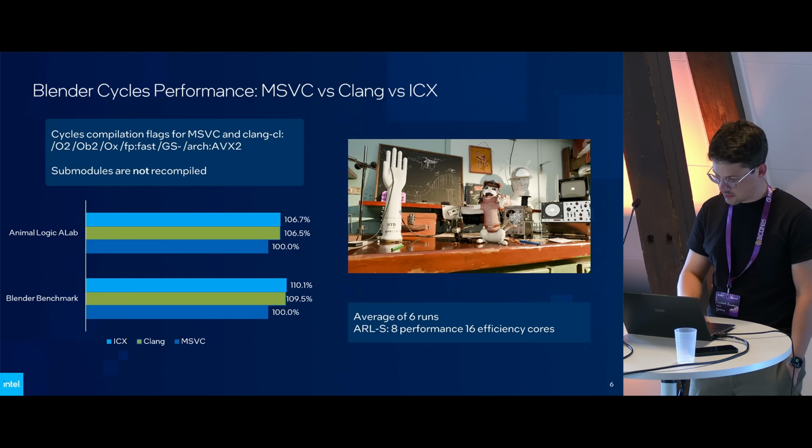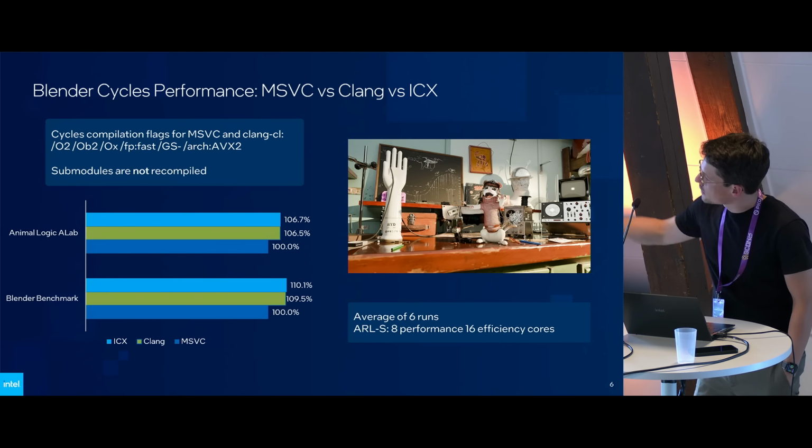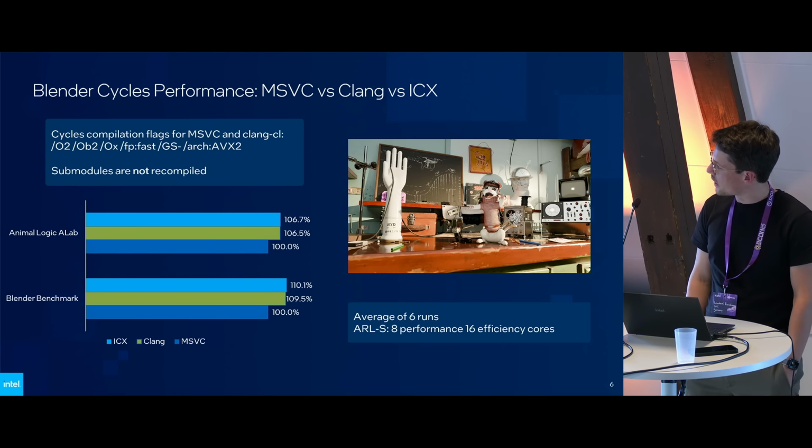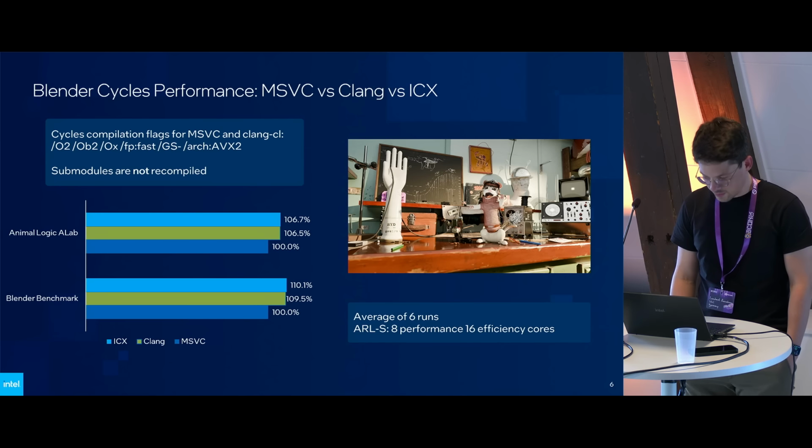Good, so this is the performance that we get, again for an average of 6 runs. Here I'm looking at the Blender benchmark. Baseline is MSVC. And with Clang, we get a speed up of around 9.5%. And for ICX, it's 10.1%.